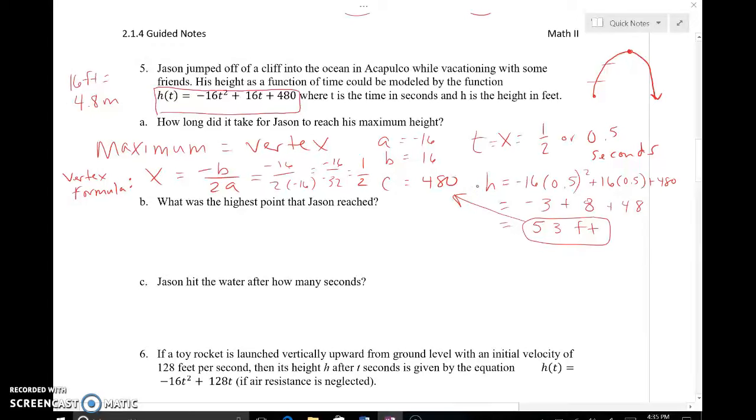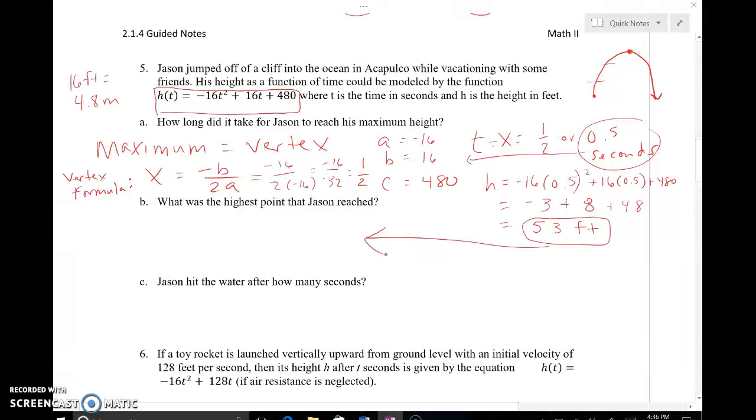So when Jason jumped off the cliff in Acapulco, his max height was 53 before he started his descent down to the water. All right, next, what was the highest point that Jason reached? That was 53. So how long did it take? Was this 0.5 seconds? And then what was his maximum height? And I drew this arrow in the wrong place. His maximum height was at 53 feet.